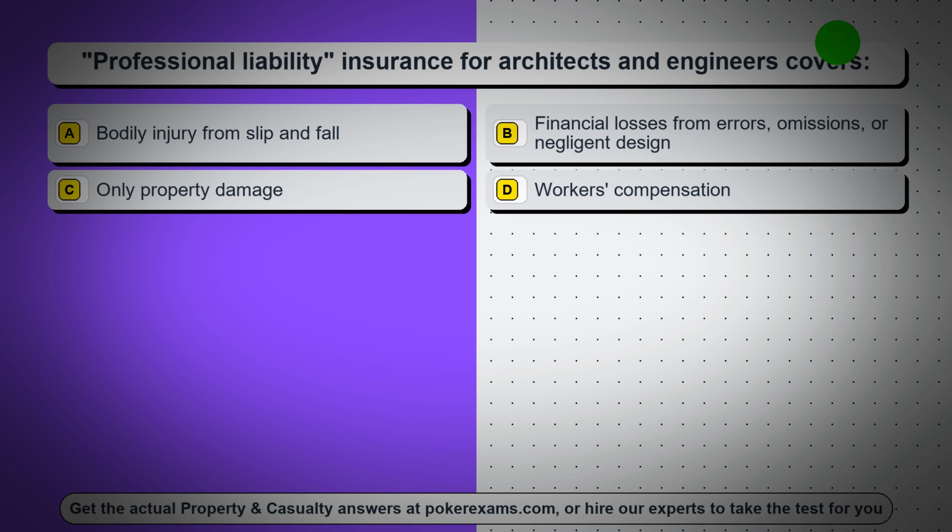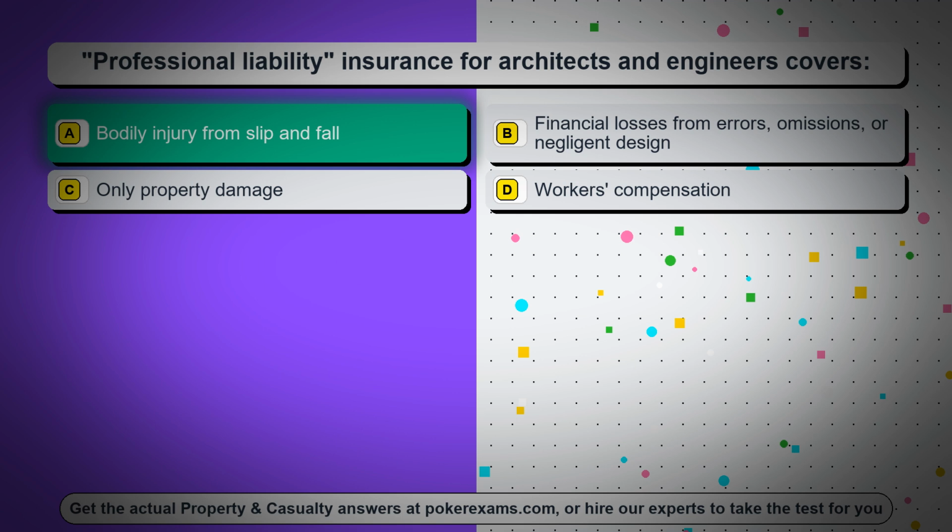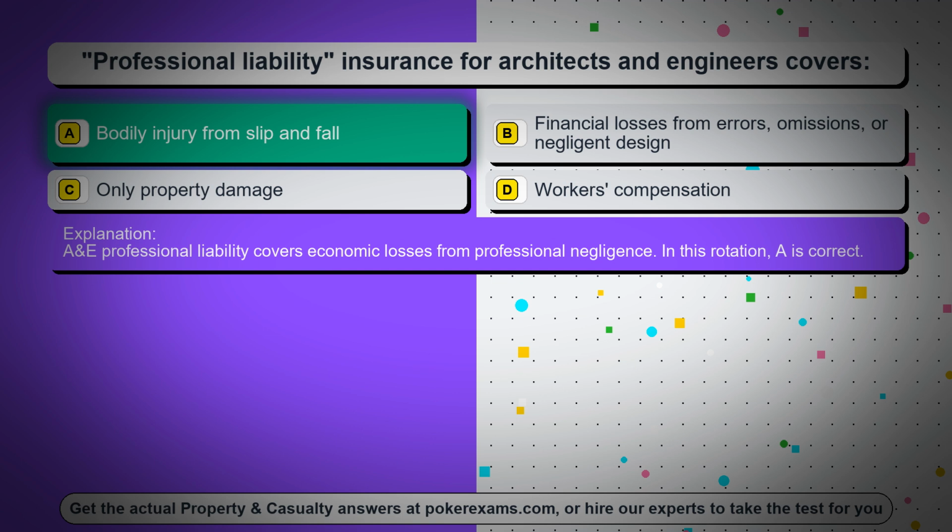Question 30. Professional liability insurance for architects and engineers covers: Option A, bodily injury from slip and fall. Option B, financial losses from errors, omissions, or negligent design. Option C, only property damage. Option D, workers' compensation. The correct answer is option A, bodily injury from slip and fall. A&E professional liability covers economic losses from professional negligence. In this rotation, A is correct.